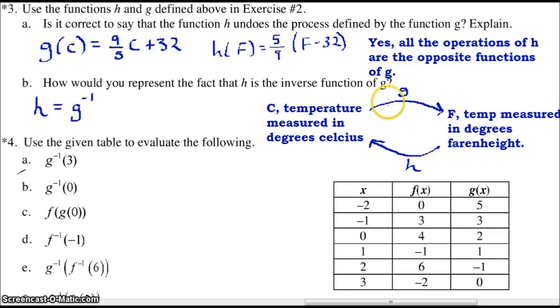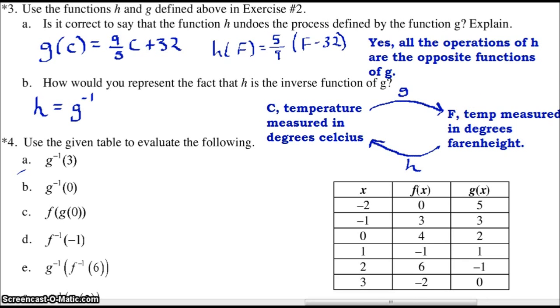So here's the diagram. Notice if the input is temperature measured in degrees Celsius, the function g tells us the output is the temperature measured in degrees Fahrenheit. Then if we input the temperature in degrees Fahrenheit into function h, then the output is the temperature in degrees Celsius. And so basically g takes some input here, but h takes us right back to where we started, to that same temperature. Same thing with h. If we input some temperature f, then g is going to take us right back where we started. So they undo each other.